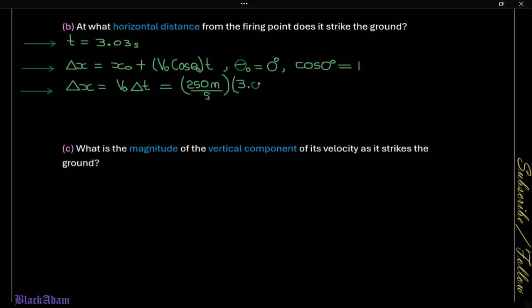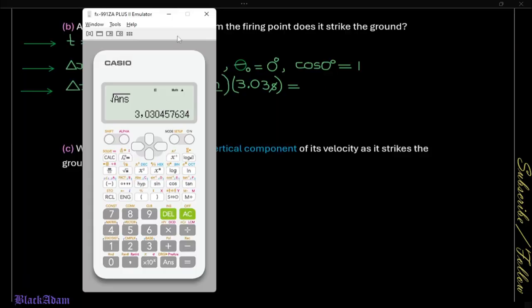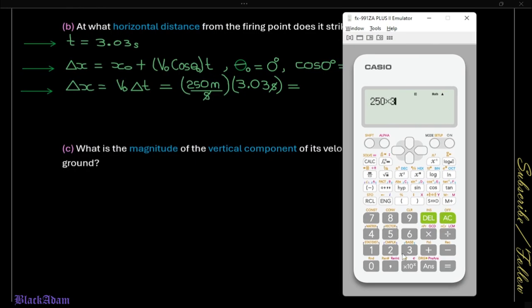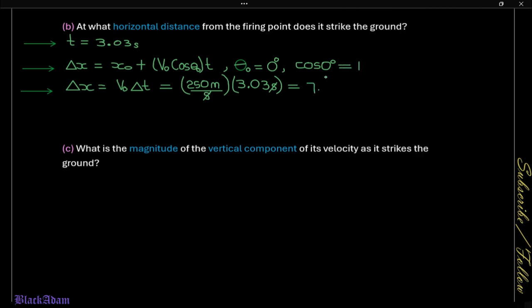So 250 meters per second multiplied by 3.03 seconds, and the seconds cancel out, so we're left with meters. Calculating 250 multiplied by 3.03 gives us a value of 757.5. So 757.5 meters is our answer. That's our horizontal displacement.